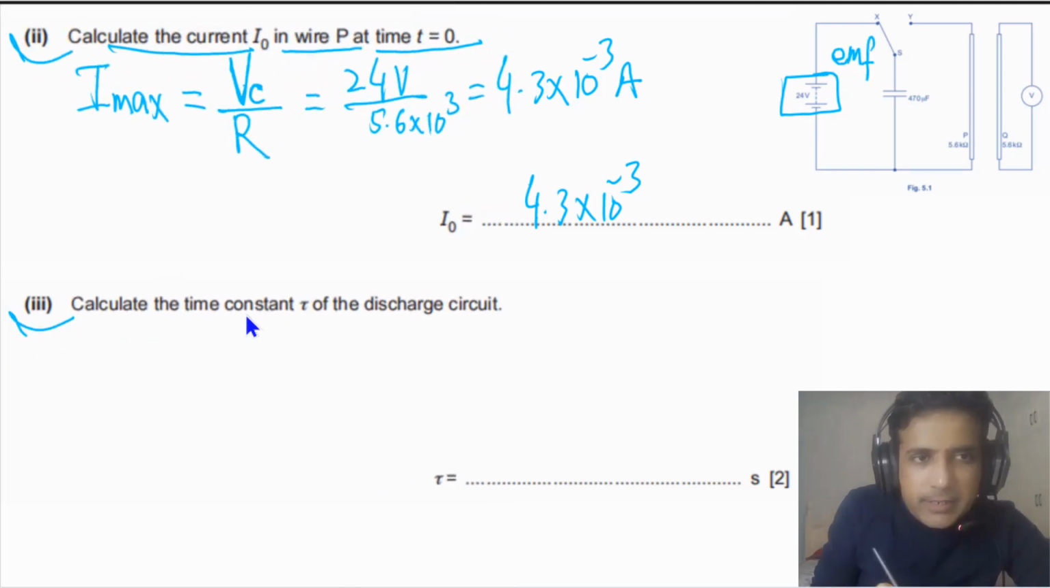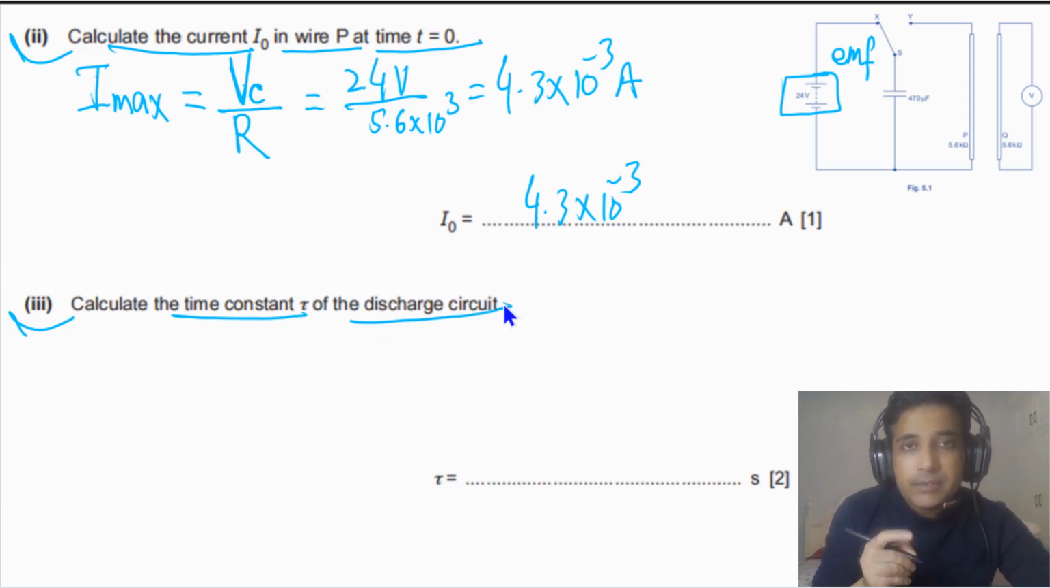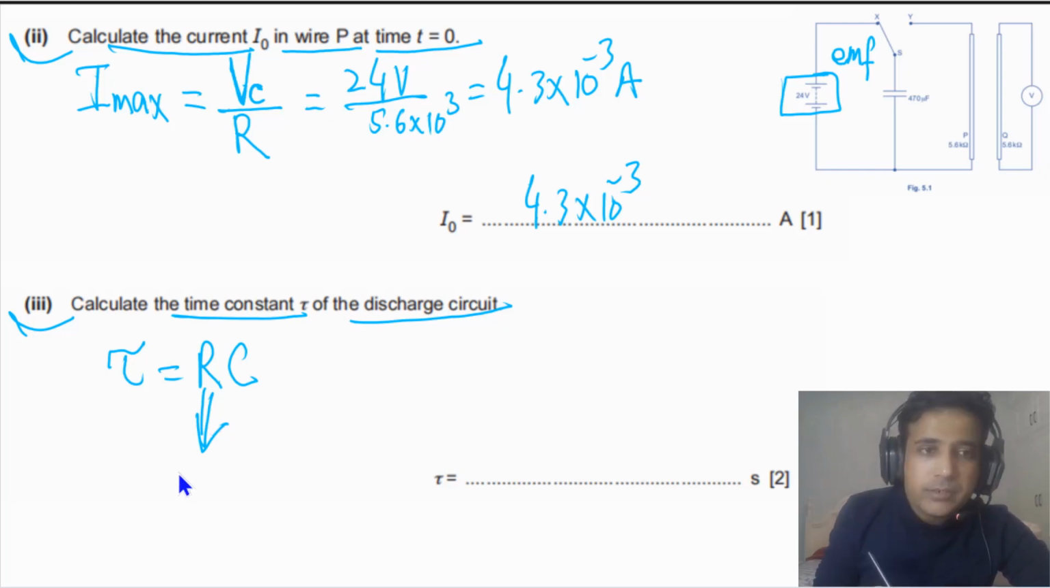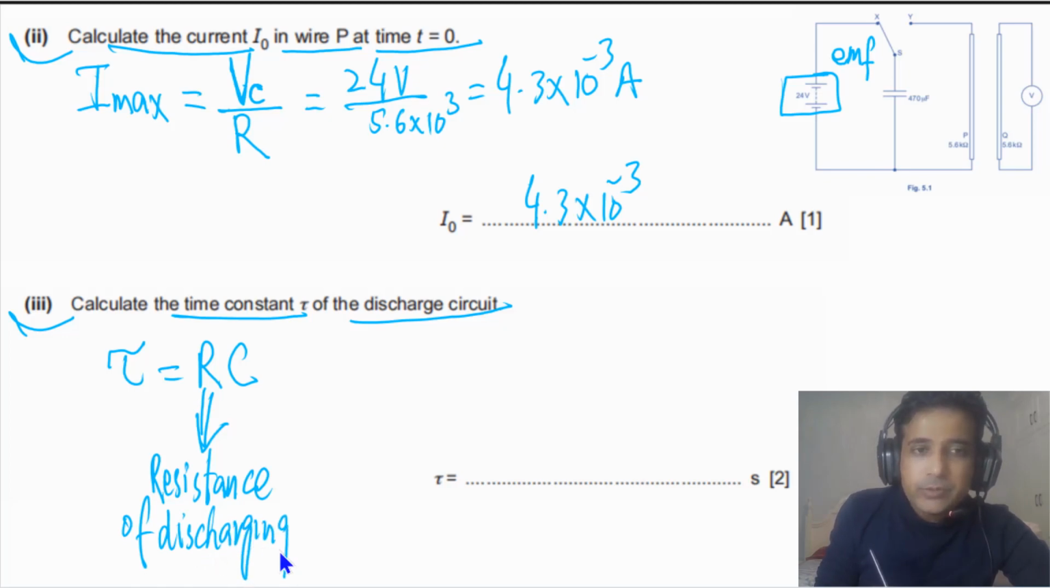For the next part, we need to calculate the time constant tau of the discharging circuit. So simply we need to calculate the value of tau, and tau is equal to R times C, where R is the resistance of the discharging circuit. Very important point: sometimes they can make this one a bit tricky for you. So you need to understand what this R is. Resistance of the discharging circuit.